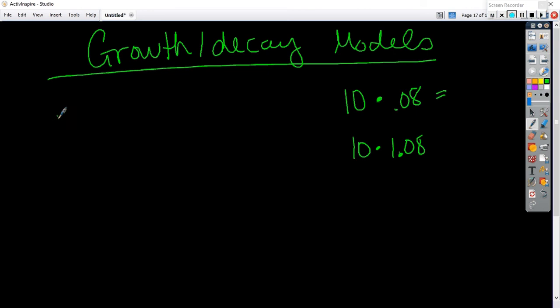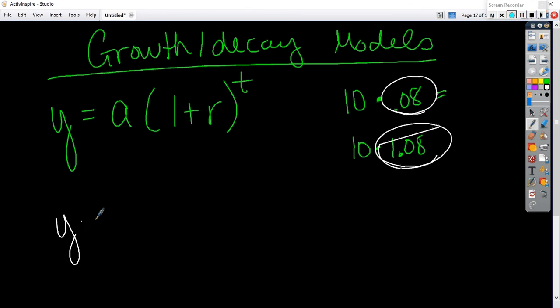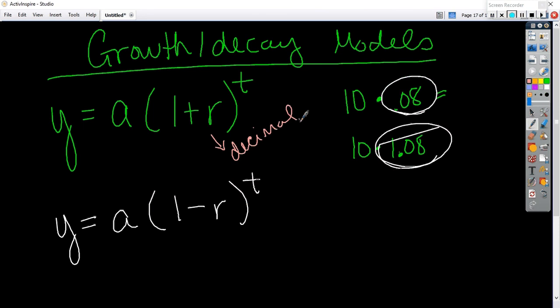Can you do the same thing with decay? Yes. So the growth model looks like this. That's a 1, because all I've done here is take the percent and add 1 to it. The decay subtracts the rate out. So your rate is your percent as a decimal, so make sure you change it to a decimal.